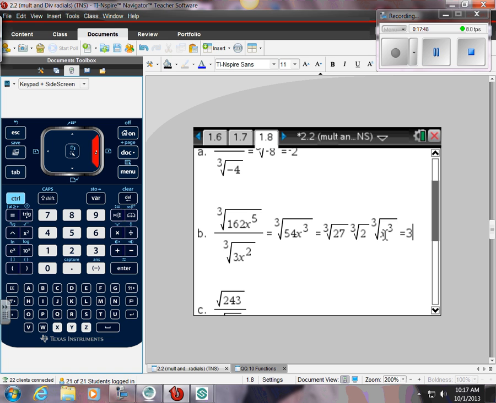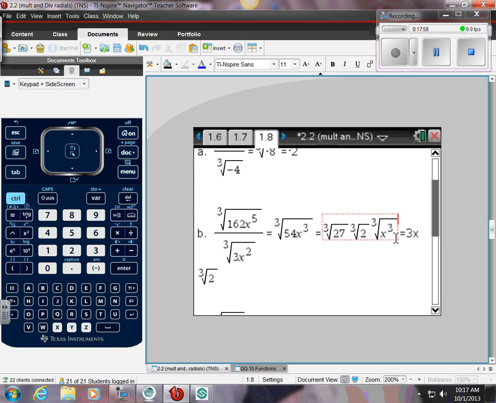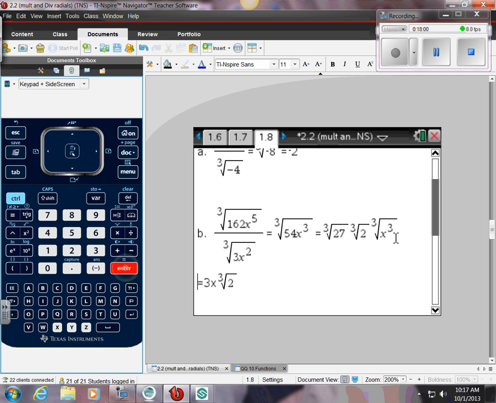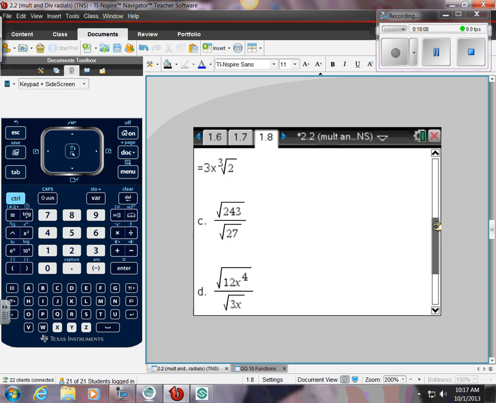Yep. So I have 3x, cube root of 2. Don't lose your index, please. Okay? So there it is, 3x cube root of 2. Getting the hang of this? Yeah. All right, so go ahead and try C. Why don't you try C, D, and E, and we'll go over them.